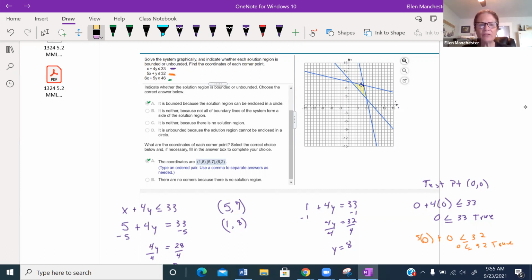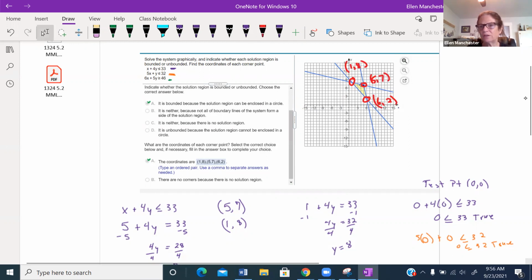Okay, and then it asks the coordinates of each corner point. Well, I can't do this because this is a copy, but you can make this bigger and you can do this a couple different ways. We can see that the corner points are here, here, here, and here. Well, we already know what those points are. We can just read it. It's 1 and 8, right? That point right there was 1 and 8. This point right here was 5 and 7. And this point right here was 6 and 2.